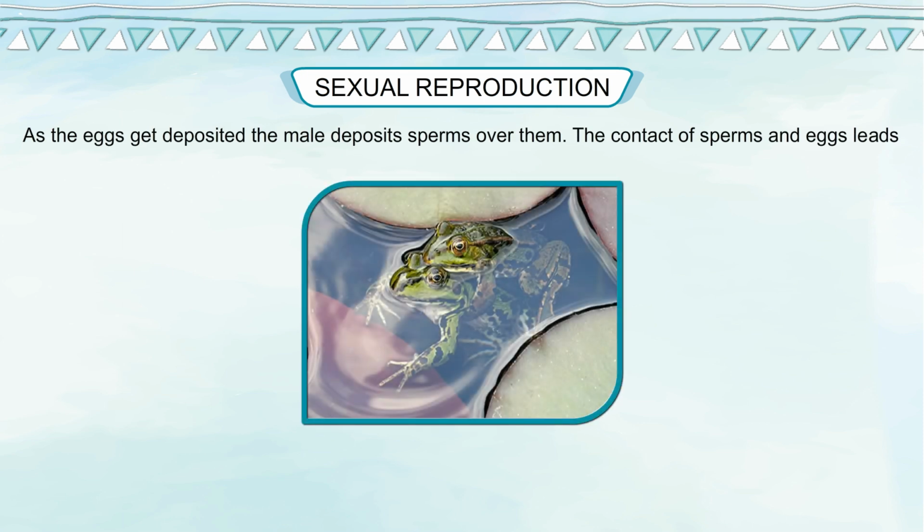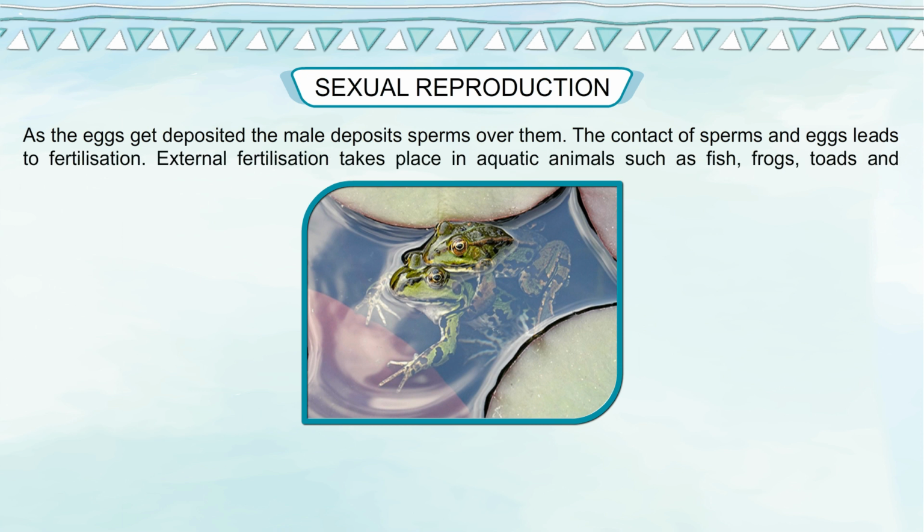As the eggs get deposited, the male deposits sperms over them. The contact of sperms and eggs leads to fertilization. External fertilization takes place in aquatic animals such as fish, frogs, toads, and starfish.